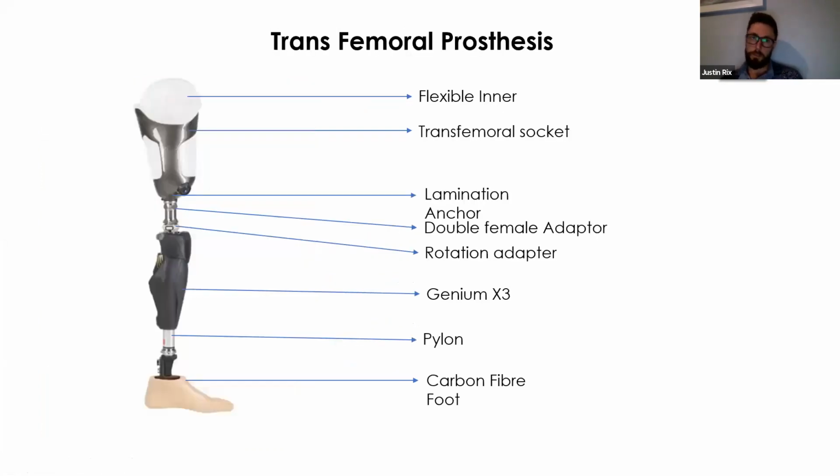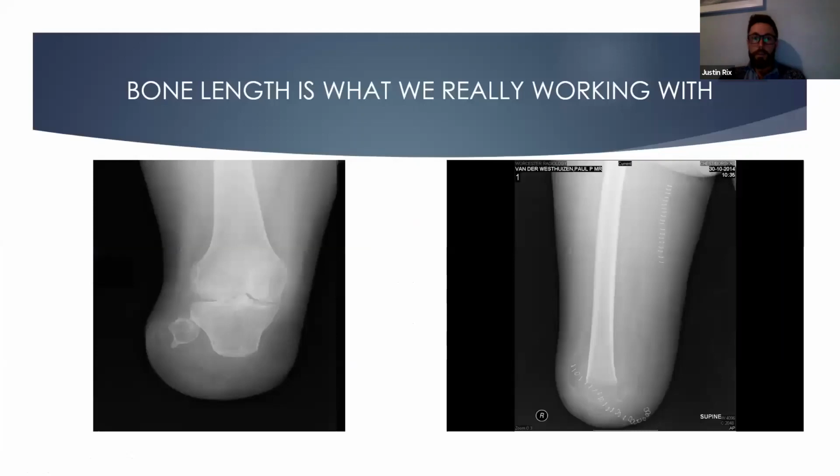So this is an example of a transfemoral prosthesis. Again, a flexible inner transfemoral socket and the hard socket with a lamination anchor, the double female adapter, the rotation adapter. In this case, we have a very, very nice knee. It's a Genium X3, which is a microprocessor knee, so a very intelligent knee. We then have the pylon and the carbon fiber foot.